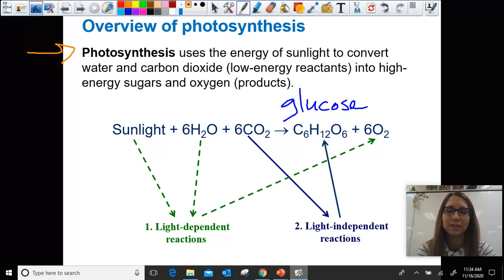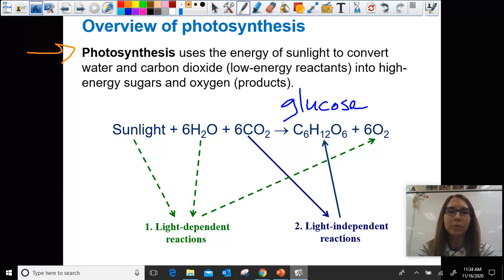So this equation is sunlight plus 6H2O plus 6CO2 produces C6H12O6 plus 6O2. So lots of 6s in this one. And if you were to count up the numbers of hydrogens and carbons and oxygens on either side of that yield arrow in the middle there, you would see that they're all equal and balanced.